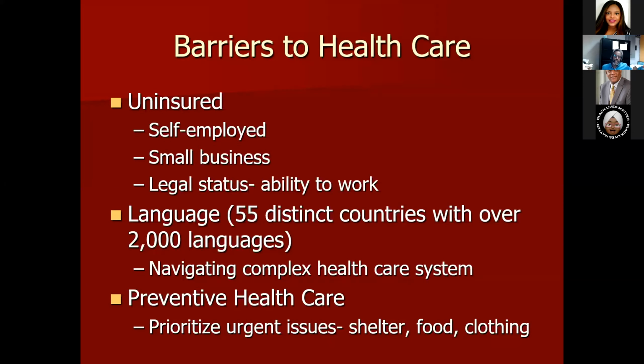And the biggest issue with African immigrants who are trying to provide services and support to their families is that their priority need is to provide shelter, food, and clothing for their families, and they tend to not focus on preventive health.